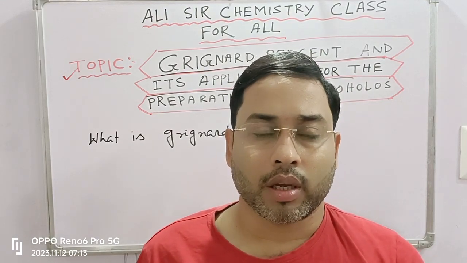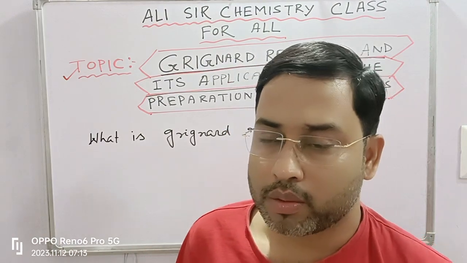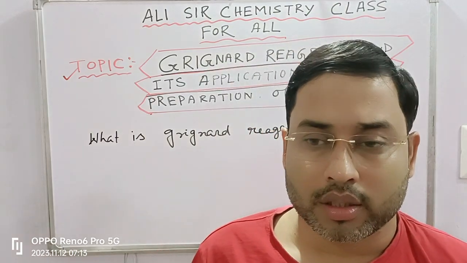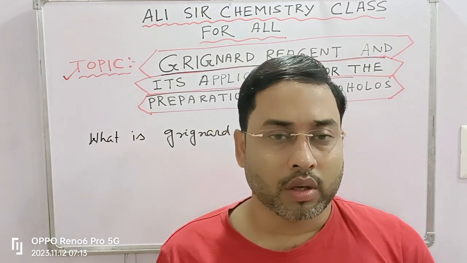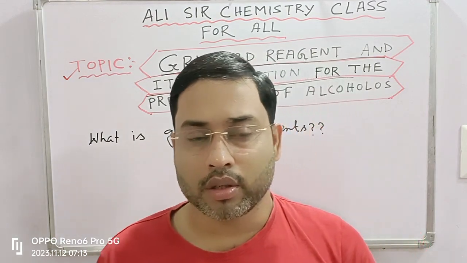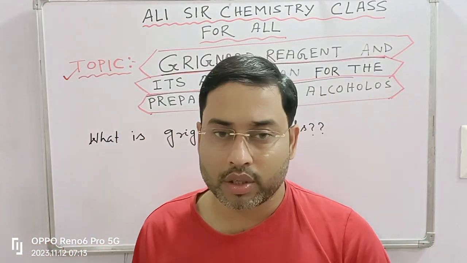Today's topic is about Grignard reagent. All of you know Grignard reagent is one of the most important reagents in organic chemistry. So this is an organometallic reagent. There are so many organometallic reagents which are very useful for the synthesis of different kinds of alcohol, aldehyde, ketones, acid, etc. It is therefore a synthetically very important reagent.